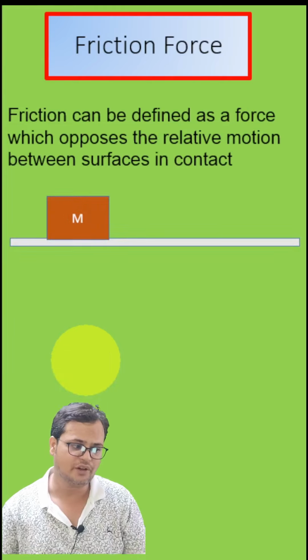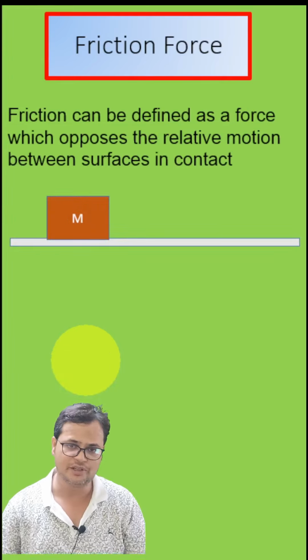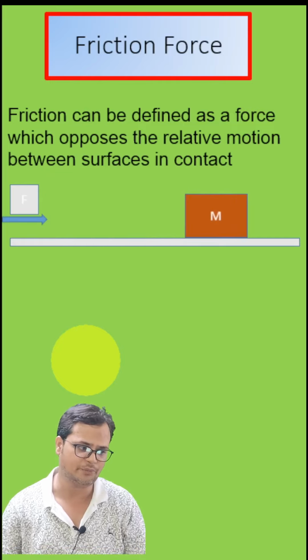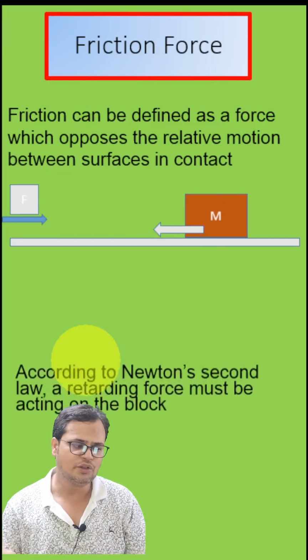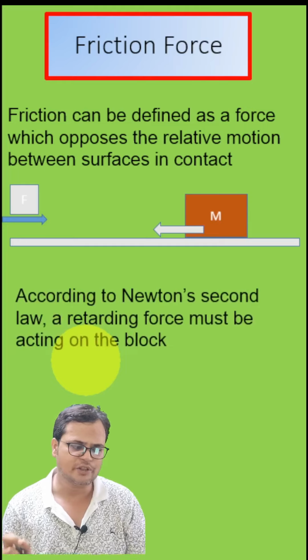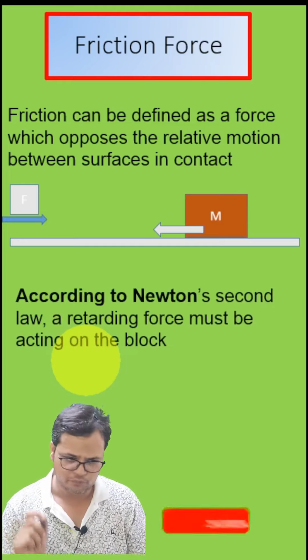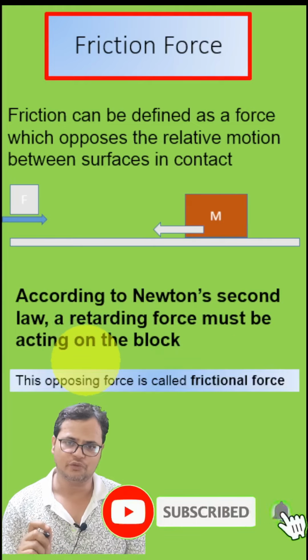A block is placed on a rough surface and a force F is momentarily applied to the block. What happens? The block moves a certain distance and stops. So actually, according to Newton's second law, a retarding force must be acting on the block during the course of its journey, and that retarding force is called the friction force.